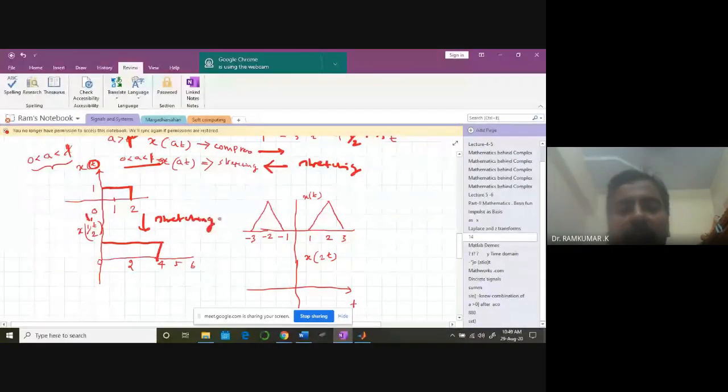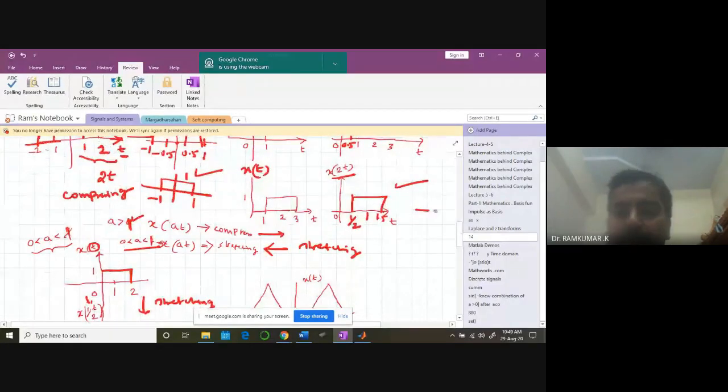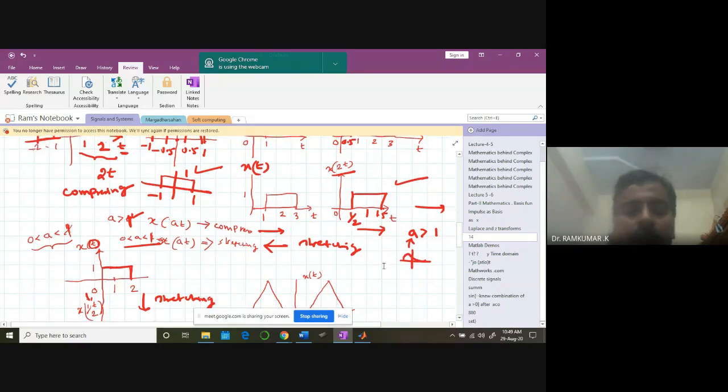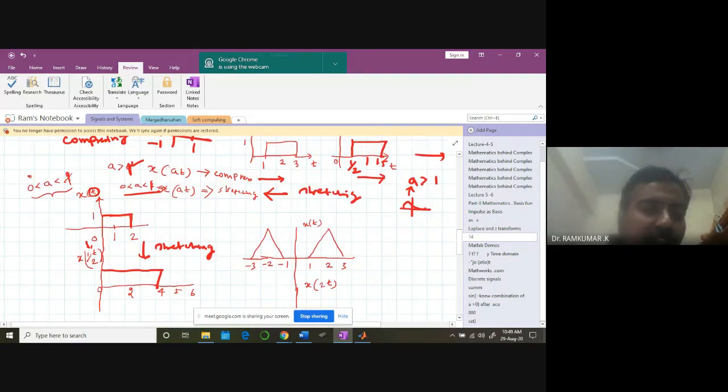So here what I am performing is dividing. When a is greater than 1, I am dividing every component of t by that number, so that I will get a much more compressed waveform. But when a is between 0 and 1, a fraction, I get something different.